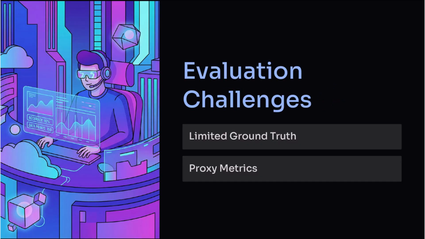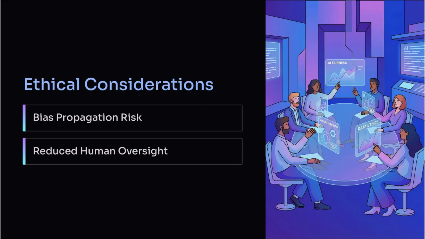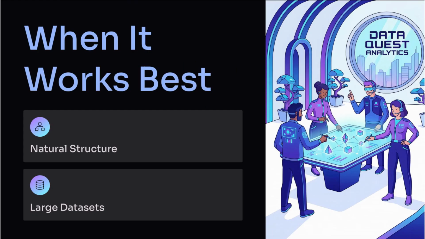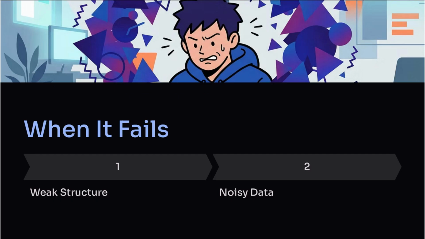Semi-supervised learning works best when data exhibits clear structure. It performs poorly when structure is weak or noise dominates. Compared to supervised learning, fewer labels are needed, but more assumptions are required. Compared to unsupervised learning, labels provide guidance and direction.